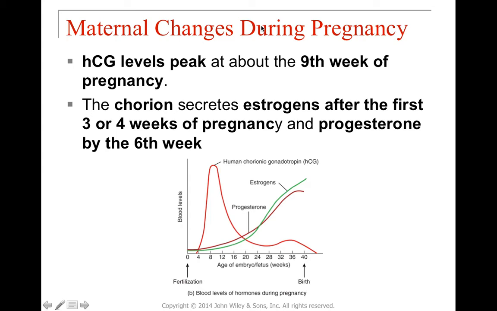So we also are going to be secreting estrogens from the chorion approximately 3 to 4 weeks in, and then progesterone is going to come in approximately the 6th week. From that point forward, progesterone and estrogens are going to be the ones that help with the maintenance of pregnancy up until birth itself. So HCG is actually going to drop off in about the 2nd trimester or so.